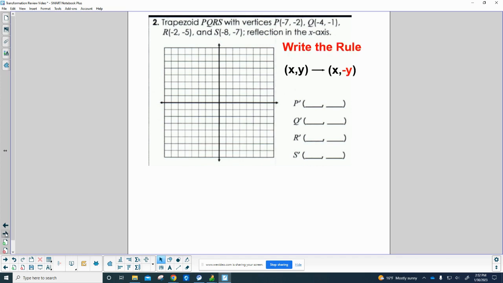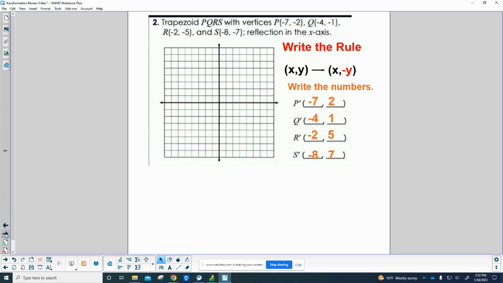Next, we have a trapezoid, and we're going to reflect it across the x-axis. So the rule for reflecting across the x-axis is that x stays the same, y becomes its opposite. So using these first four coordinates that we had up here and following this rule, our four new coordinates will be (negative 7, 2), (negative 4, 1), (negative 2, 5), and (negative 8, 7).